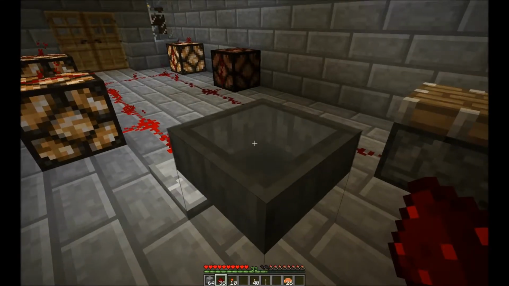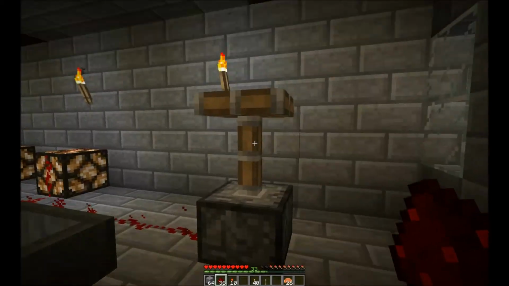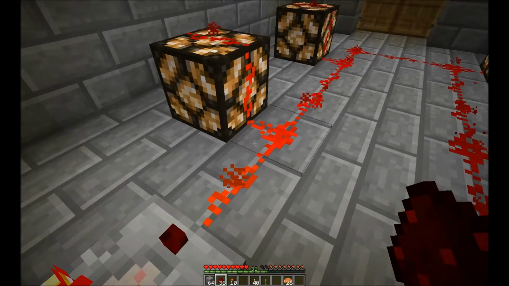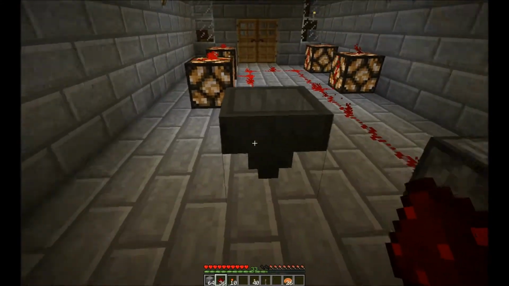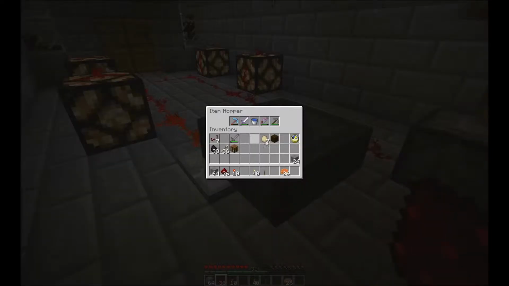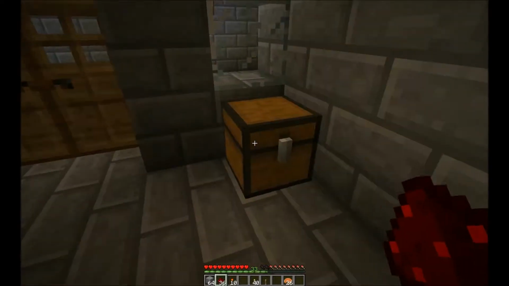This fills up the 3rd slot, the 4th slot, and finally the 5th slot, and it's finally gone all the way through. The signal has gone the full 15 blocks, which is the limit of redstone signal, and as you remove them, the signal decreases.